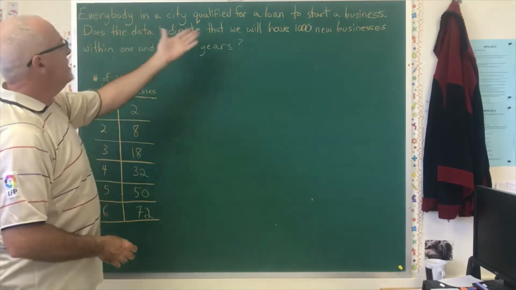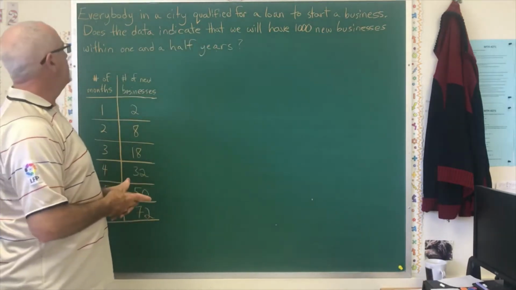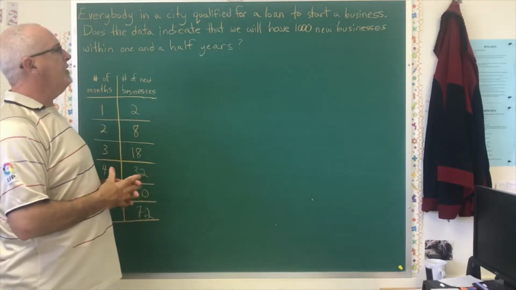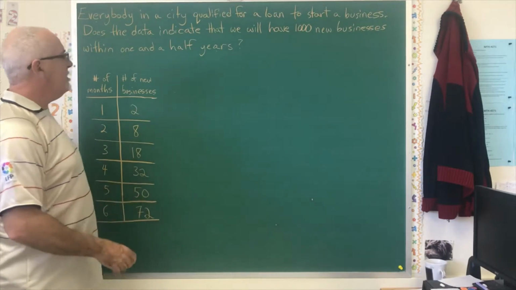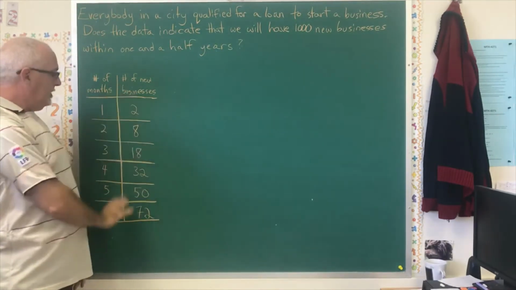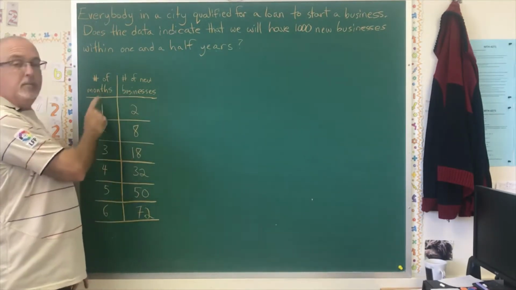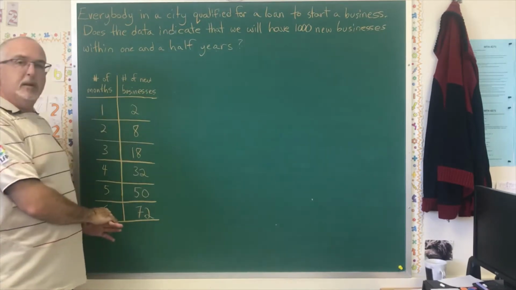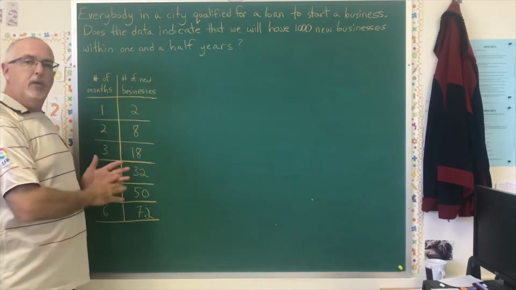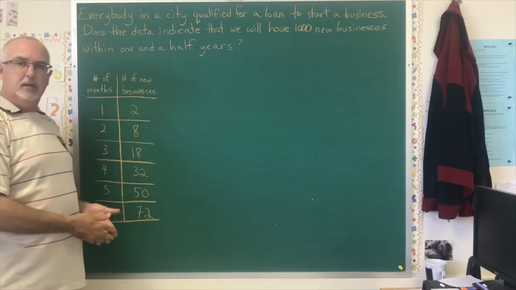Here we have everybody in a city qualified for a loan to start a business. Does the data indicate that we will have 1,000 new businesses within 1.5 years? And we have a table of values that is counting by months and only goes up to 6 months. So this table doesn't go far enough for us to directly answer the question.